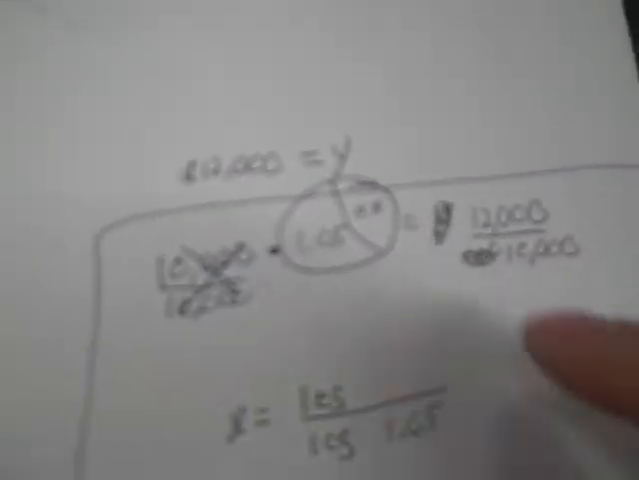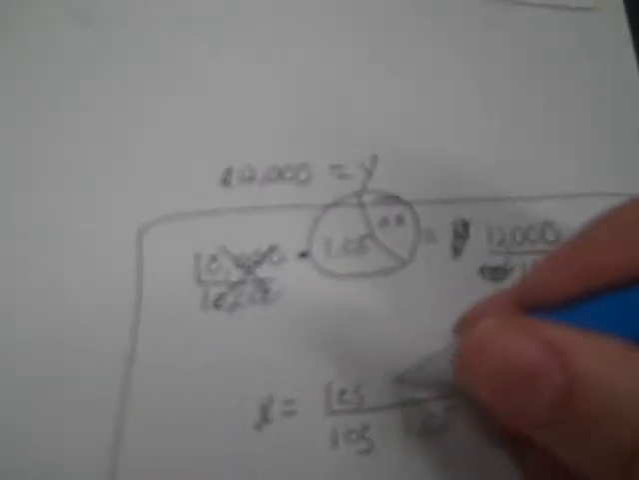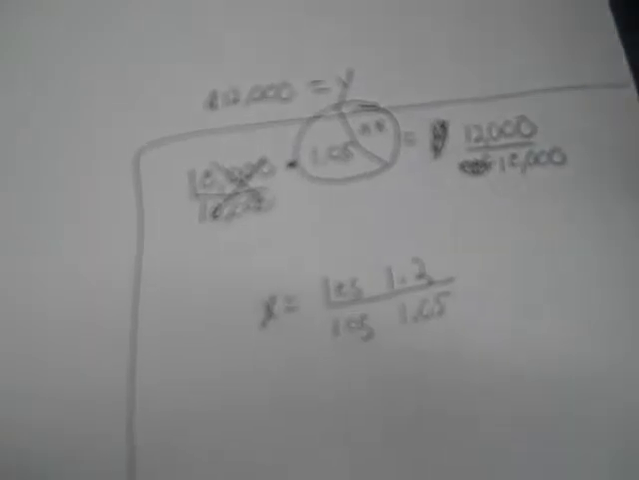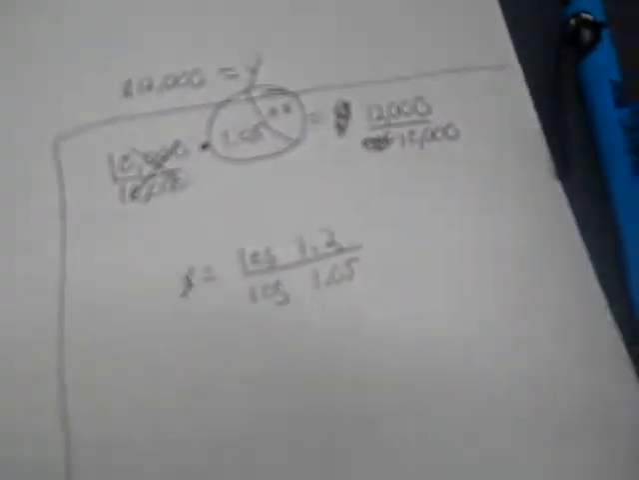Okay, so 12,000 divided by 10,000 is 1.2. So the power is equal to 1.2. So that's what I put in the numerator, and then I use my calculator to find my X. So log 1.2, close it, divided by the log of 1.05, close that. And I got 3.73. So it's going to take between 3 and 4 years.